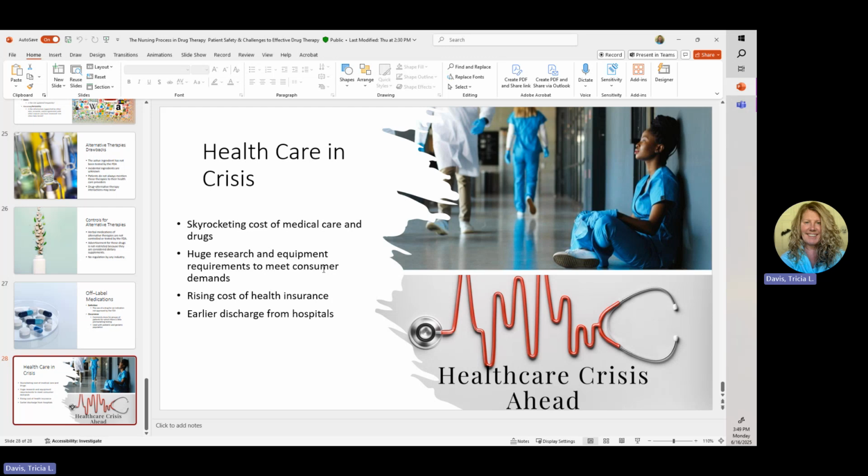And again, we're seeing earlier discharge from hospitals, which means that patients are being discharged sometimes when they probably shouldn't be, and then they're at a risk for being readmitted again. So these are just some of the things that you're going to see when you're providing healthcare services to your patients in the hospital setting.